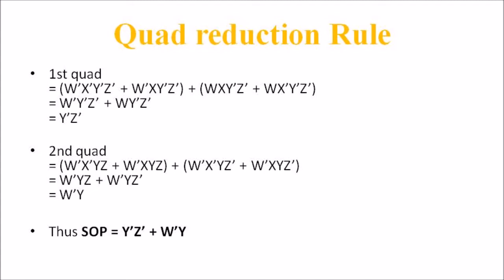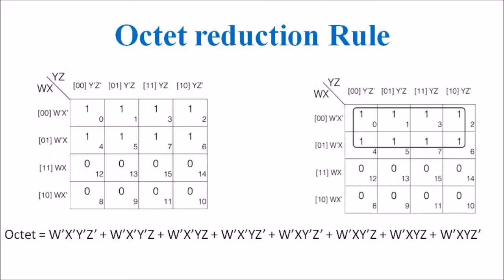This is because the W' and X' are changing to W and X, so we should remove these terms. In the second quad, the changing values are X' and Z. Here the X' and Z are changing to X and Z'. Therefore, we should remove those terms and write only the unchanged values. Those unchanged values are W' and Y. Thus, the ESOP will be Y' Z' plus W' Y.